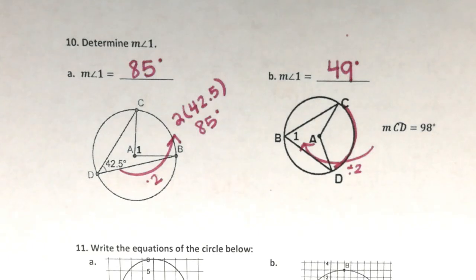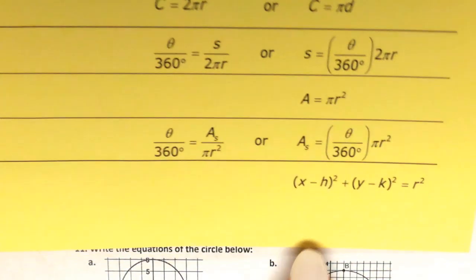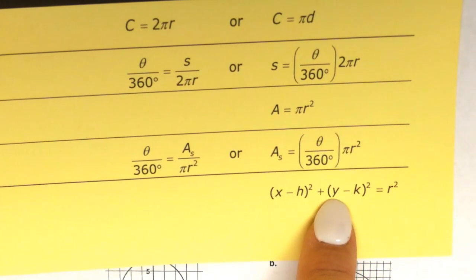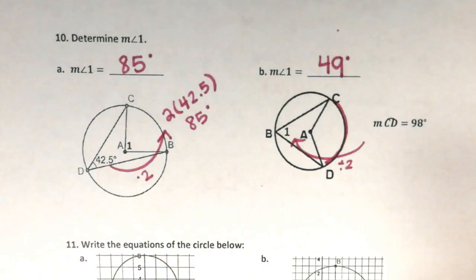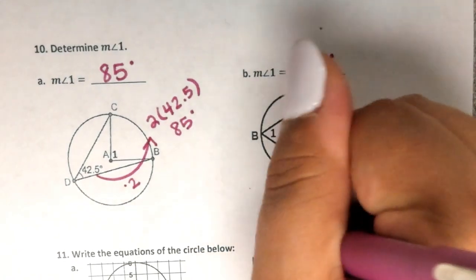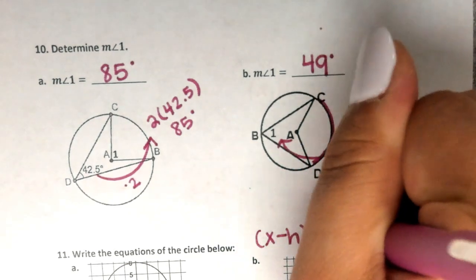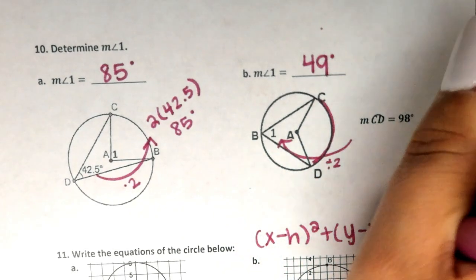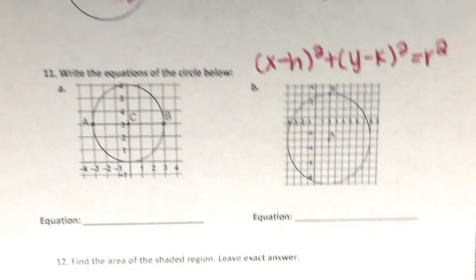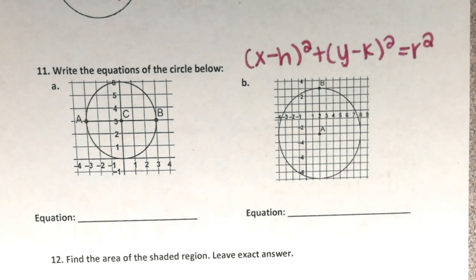All right. Number 11. Besides number 8, number 11 is one of the most missed questions, and it's because I taught you this one day for half a class period. What is the equation of a circle? It's okay if you don't remember. It's right here at the bottom. I'm giving it to you, but if you don't know what any of this means, does that help you? No. So, x minus h squared plus y minus k squared equals r squared.